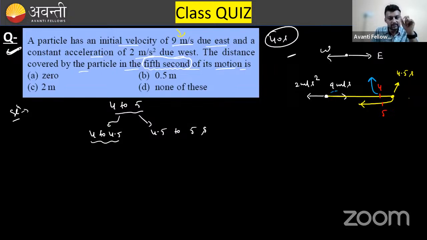It was 9 initially. Retardation was 2. So in 4 seconds, it will decrease by 2 times 4, which is 8. So the remaining velocity is 1 meter per second. Is it so? If its remaining velocity at 4 seconds is 1 meter per second, you can use the kinematic equation to calculate the distance.